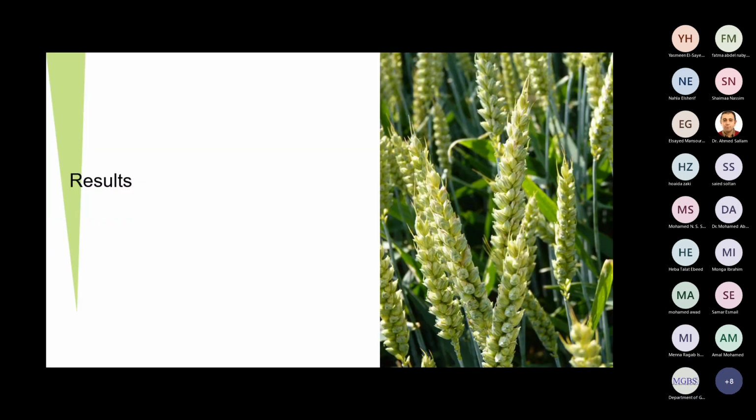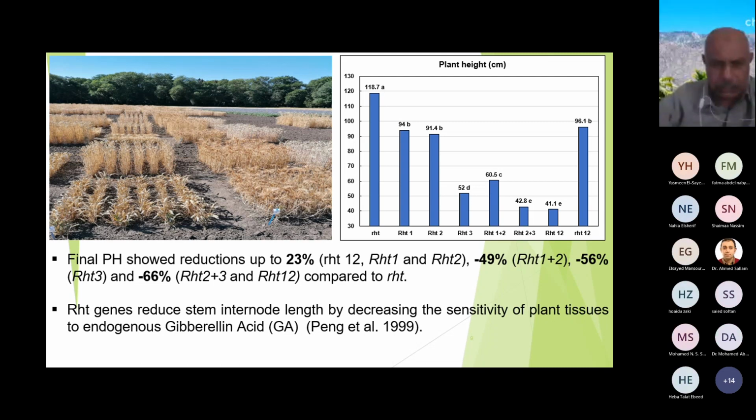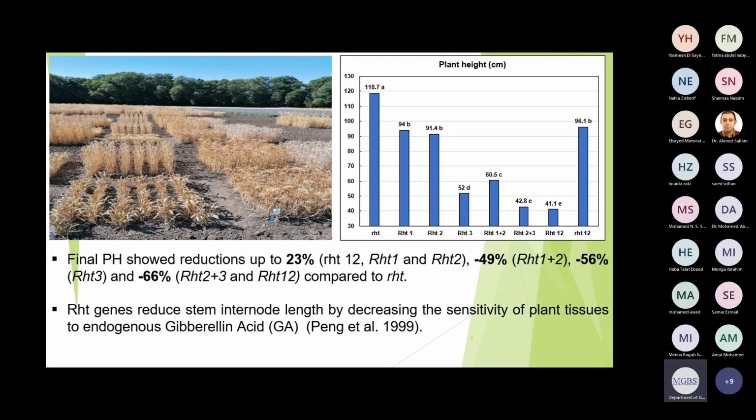So, some of the results that we obtained. For instance, plant height. This is a mean of all the genotypes, but you can see here the effect of the RHT dwarfing alleles compared to the wild type tall. As a mean, you can say that the semi-dwarfing alleles reduce plant height by up to 23%, and we obtained reductions between 50% and up to 66% for the strong dwarfing alleles. This response is due to the reduction in internode length due to the decrease in the sensitivity of plant tissue to gibberellic acid.